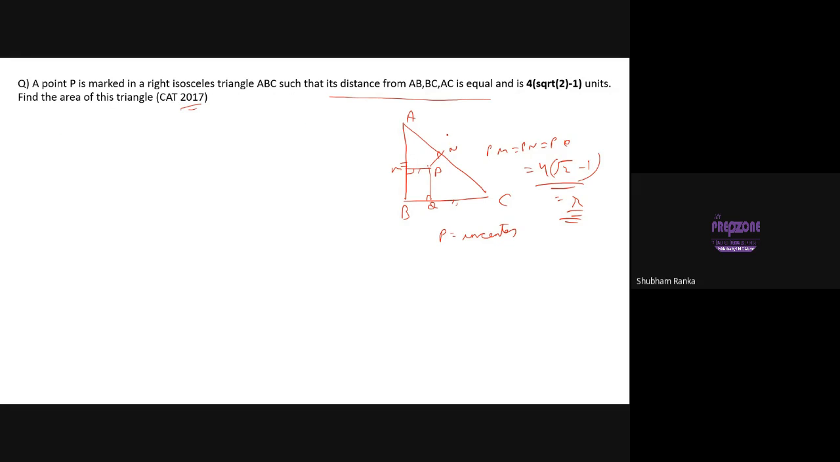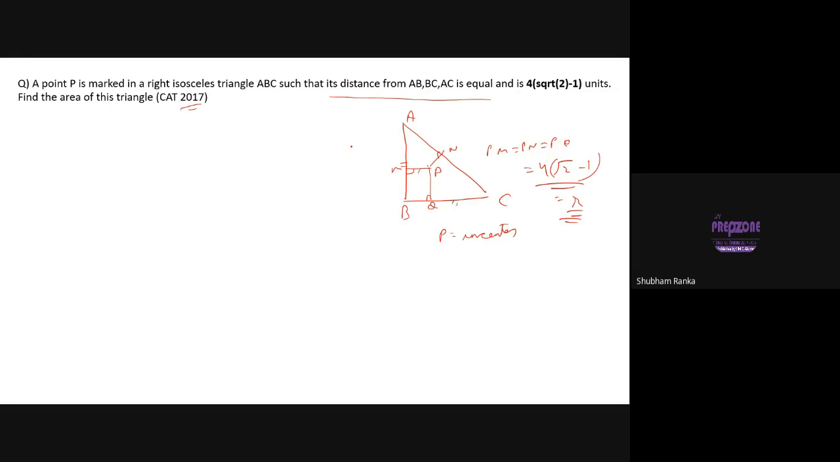Correct. Hello, does somebody have a question? Okay. So yes, I was saying that we can get a height directly from P, as you mentioned that a point lying inside a triangle and equidistant from all the sides resembles the height of the triangle.